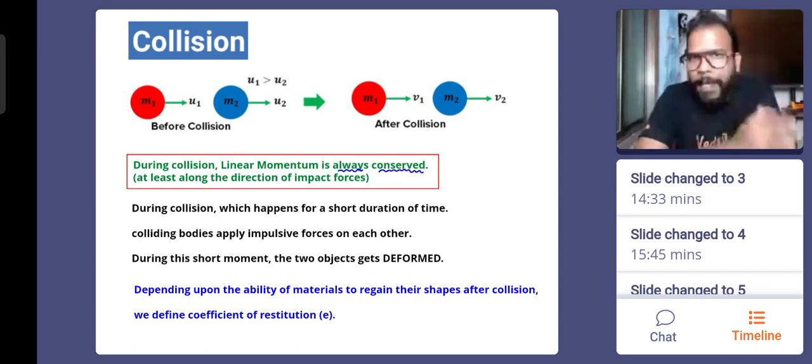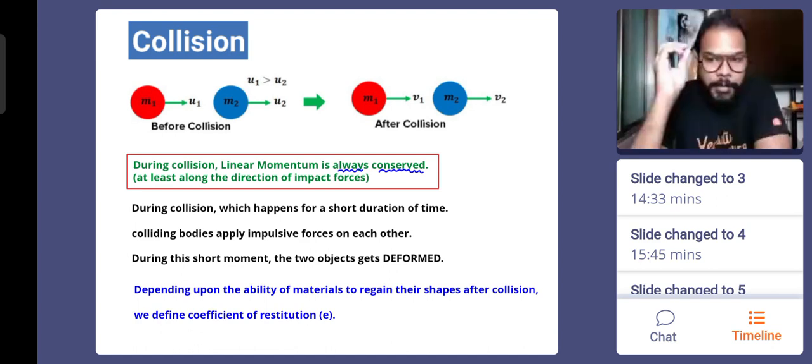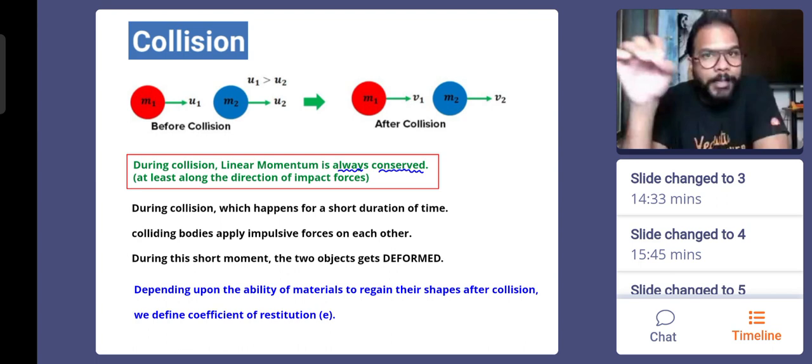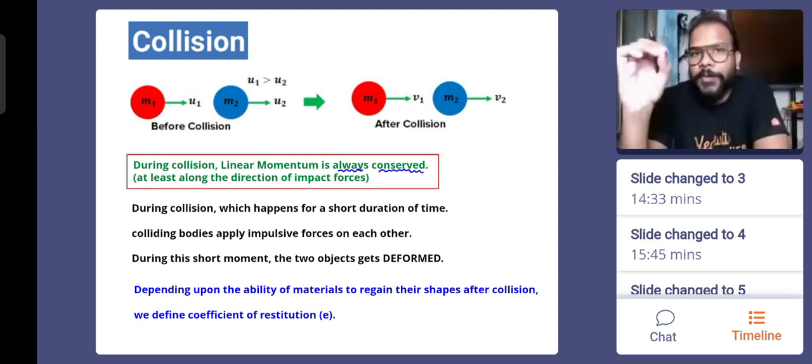When the situation comes, I will specifically spend a lot of time there. As of now, the takeaway is that momentum will always be conserved when we are solving a question of collision. Keep a mental note of it. More than noting it down, keep a mental note of this particular point. It's one of the most important points about solving a collision question: the law of conservation of momentum will always be applicable when two objects are colliding.